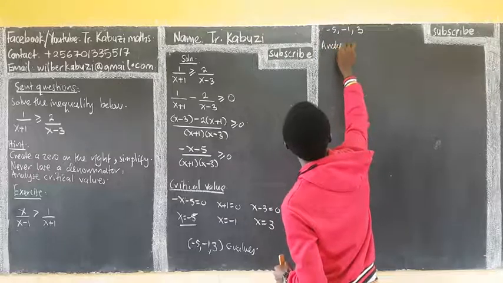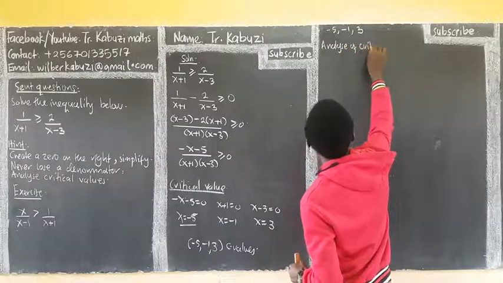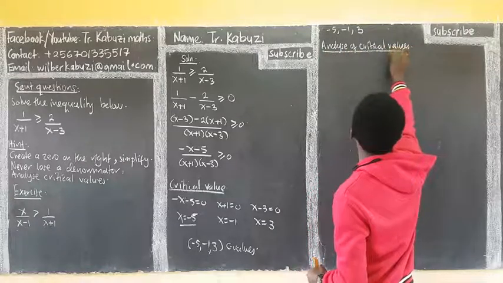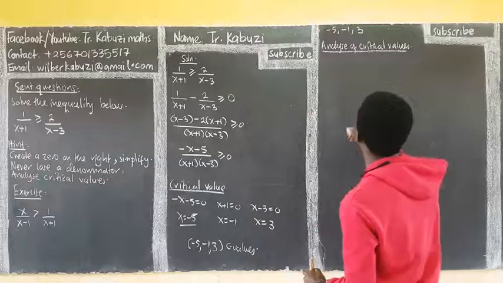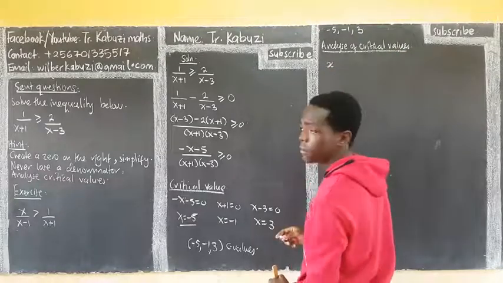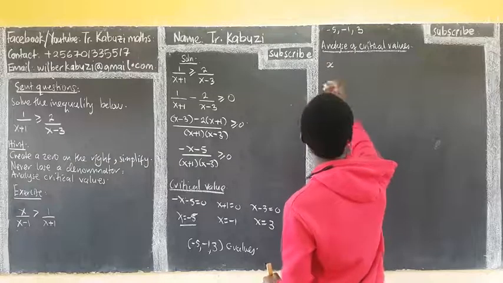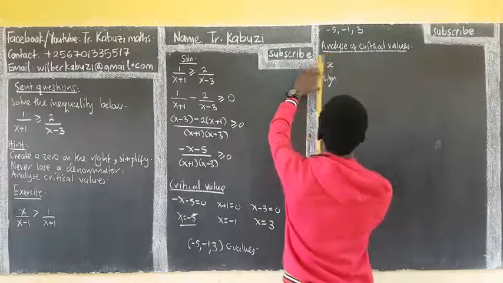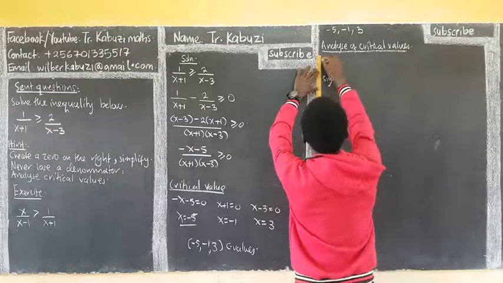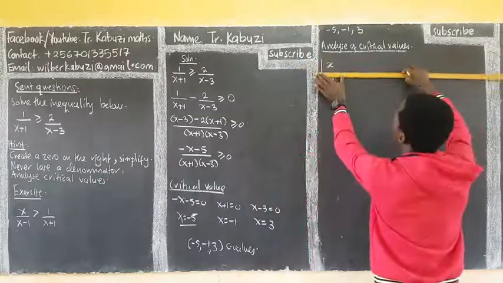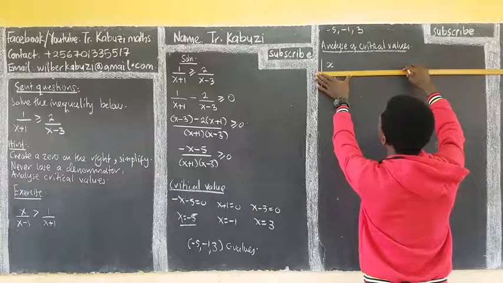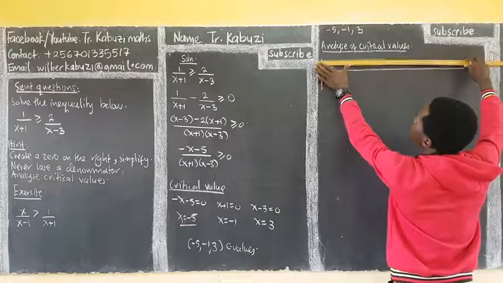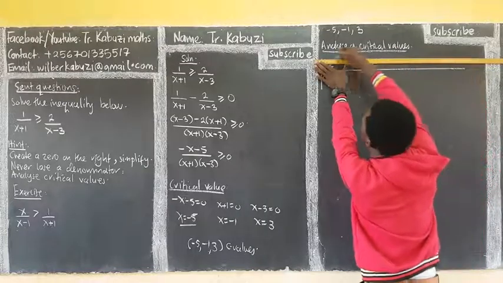Analysis of critical values. Okay, so here the idea is very easy. What you do, you put the value of x or the range of x there. Then here you are going to be interested in the sign. Then we draw our table like this. This should be an easier step for you.